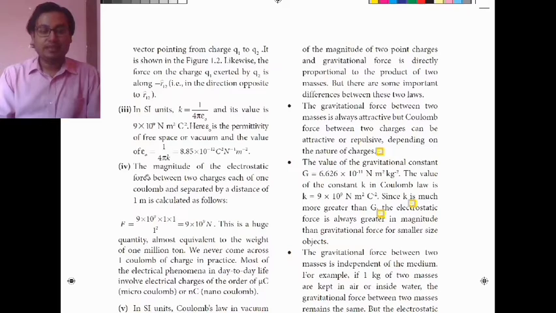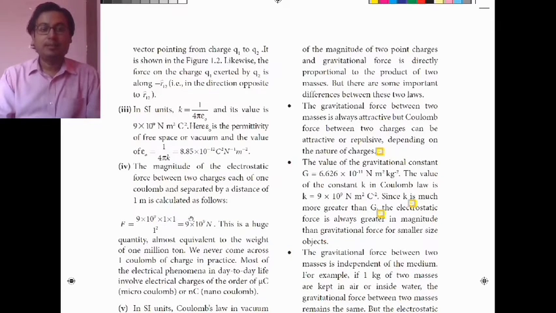Okay, next aspect. The magnitude of electrostatic force between two charges, each of 1 coulomb and separated by a distance of 1 meter, is calculated by F is equal to 9 into 10 to the power 9 into 1 by 1 square, that is equal to 9 into 10 to the power 9. What does it mean? It means that if you have two charges, each of magnitude 1 coulomb, and the distance between them is 1 meter.